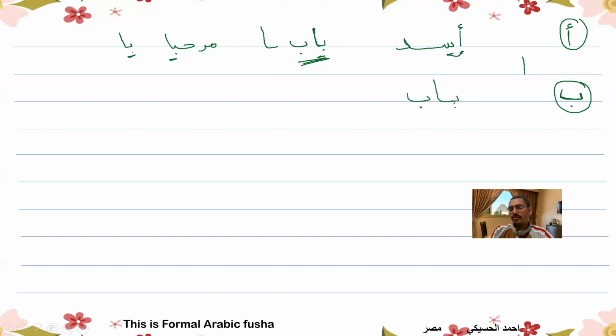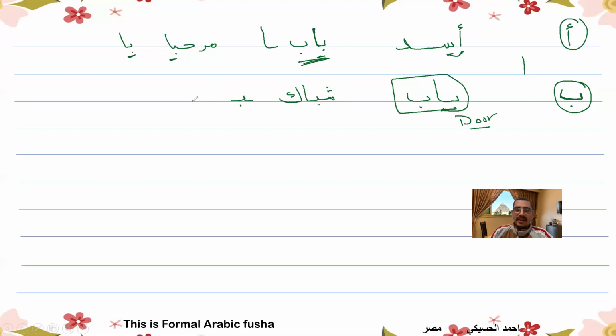We have two letters, Ba and Alif. حرفين فقط، حرف الباء وحرف الألف. باب means door. Ba in the middle of the word, as شباك. شباك means window. So here Ba, one edge.